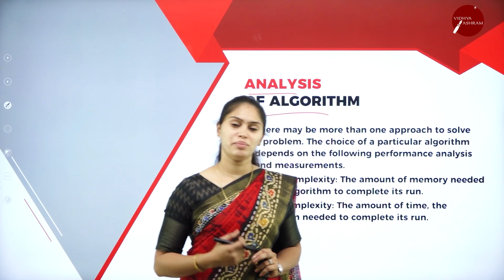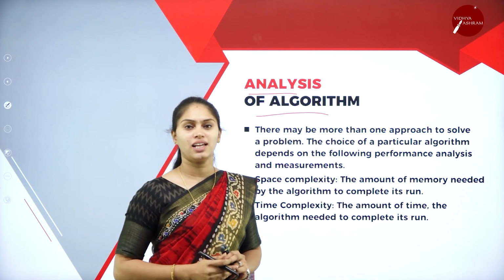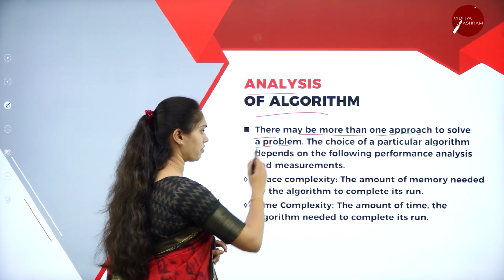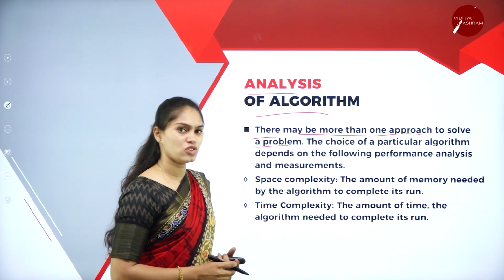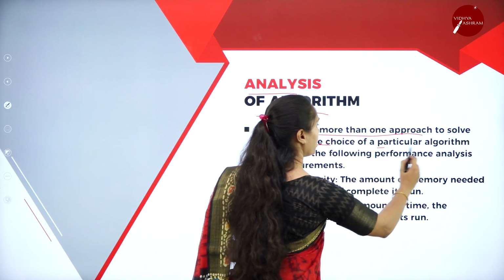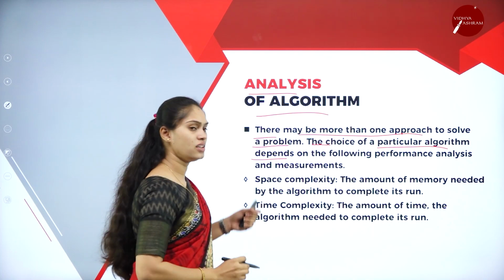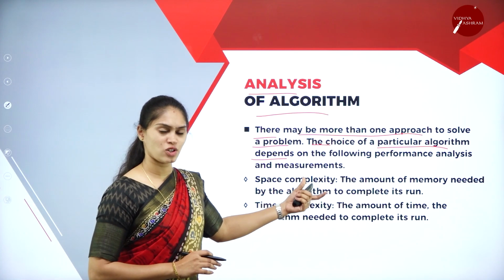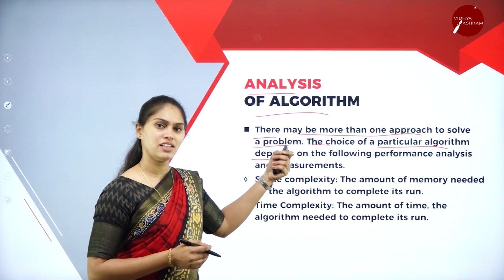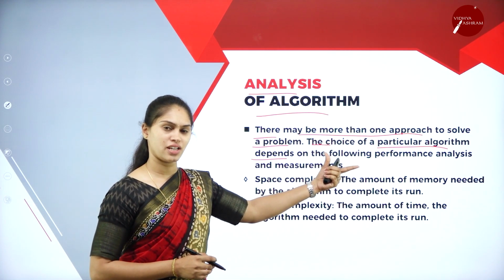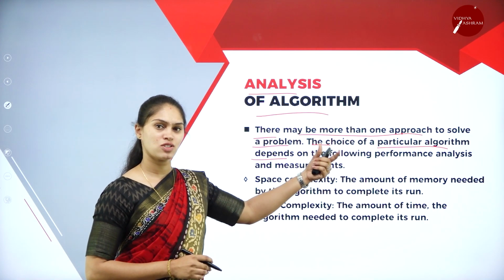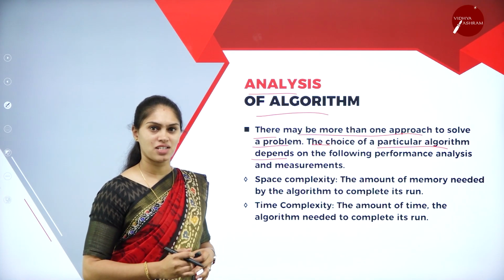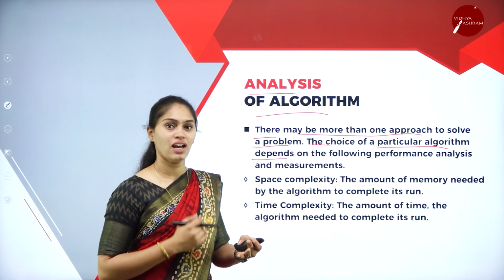There will be more than one solution for a particular problem. That is, there may be more than one approach to solve a given problem. Then how are we going to choose? The choice of a particular algorithm depends on the performance. There will be more than one solution for a particular problem. Then how do we find the solution that will work well with my problem? There we have two parameters, and based on that we have to choose an algorithm.